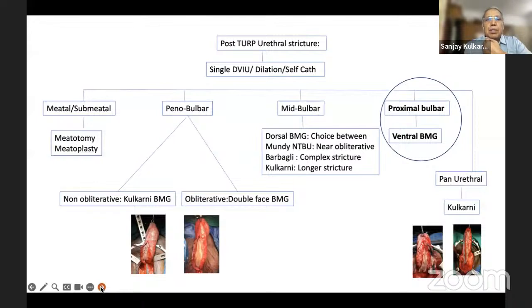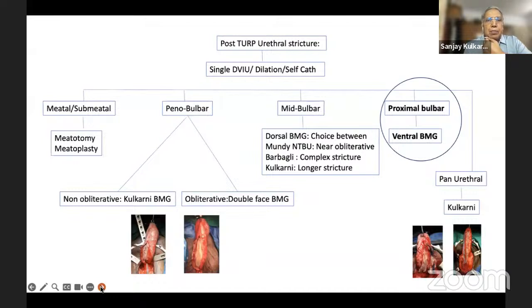So when I get a patient with a post-TURP urethral stricture, I may do a single DVIU or dilatation. Occasionally the patient refuses surgery, so I will request the patient to do self-cath, especially if he's unfit for surgery. Single DVIU for proximal bulbar stricture. If it's a meatal or submeatal stricture, then meatotomy could be performed up to the corona sulcus. I very rarely perform meatoplasty.